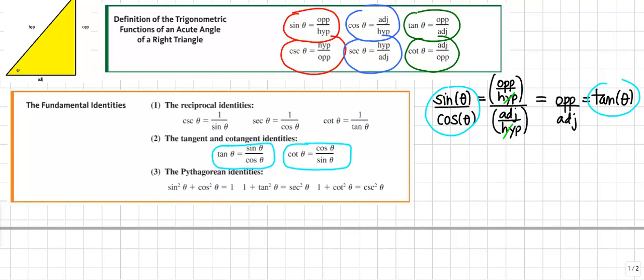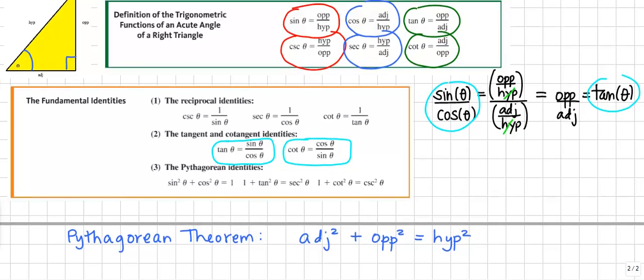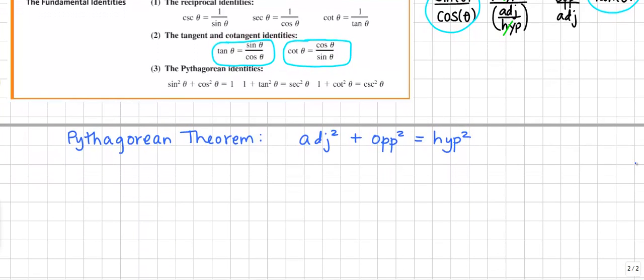I want you to notice from the right triangle above that you have sides adjacent theta, opposite theta, and then the hypotenuse opposite the right angle. So the Pythagorean theorem, stated in these terms, would be adjacent squared plus opposite squared equals hypotenuse squared. Now you can see in my summary that there are 3 Pythagorean identities that I want to derive. So let's just play with this a little bit.